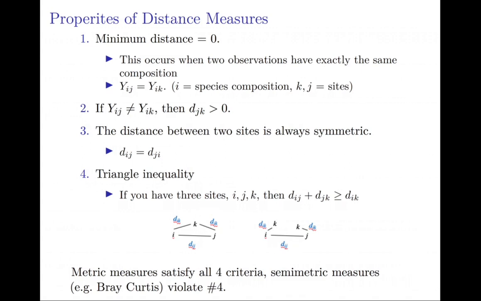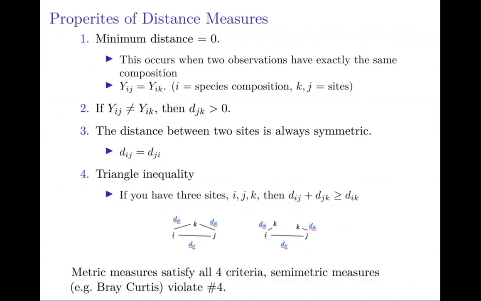If your yij does not equal your yik, so if 2 of your sites do not have equal composition, then your distance between those 2 sites, which is djk, the distance between sites j and k, is going to be greater than 0. And the third property is that the distance between 2 sites is always symmetric. So your distance from site i to j is always the same as j to i.